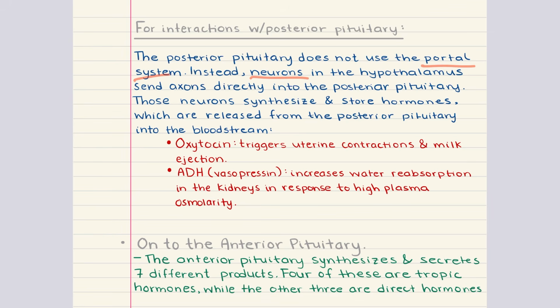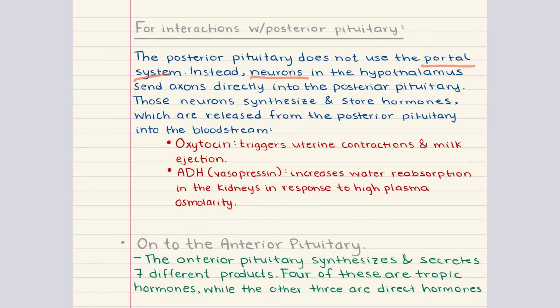So this means that the hormones released from the posterior pituitary are actually synthesized by neurons in the hypothalamus. And once they're synthesized, the hormones are transported down the axons and stored in the posterior pituitary, where they're going to wait until it's time for them to be secreted into the bloodstream.